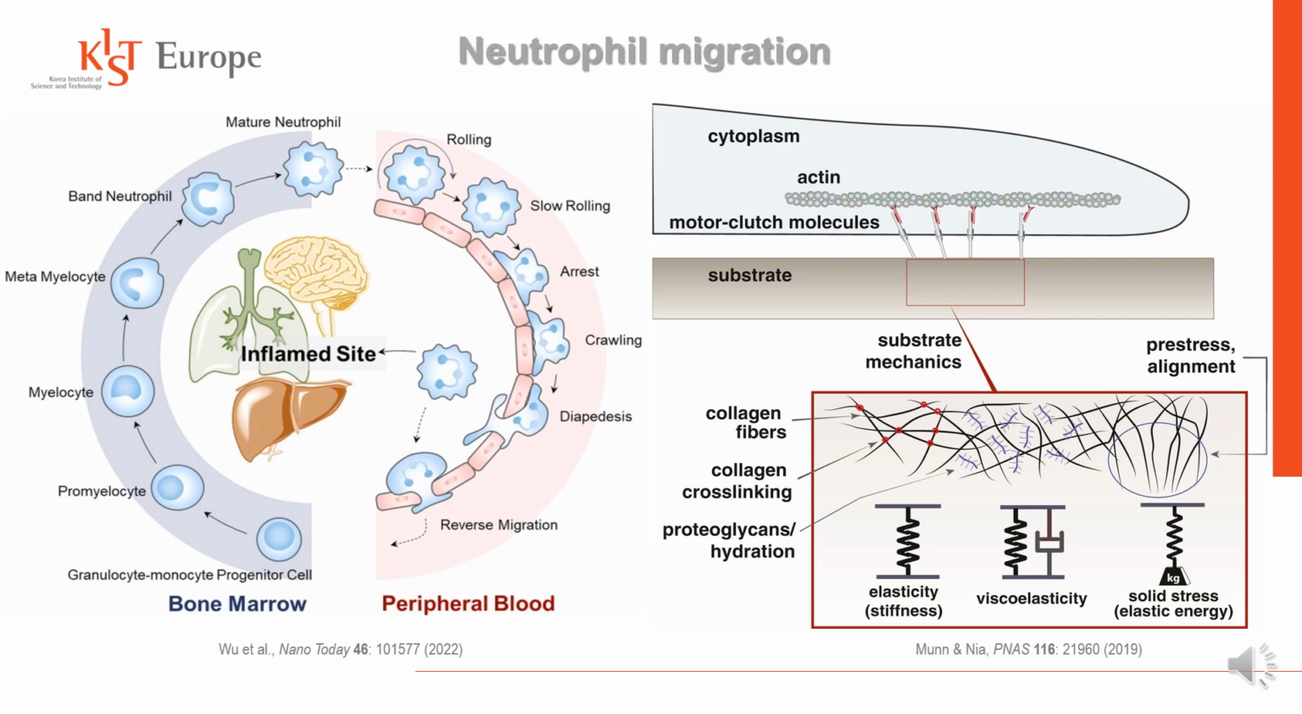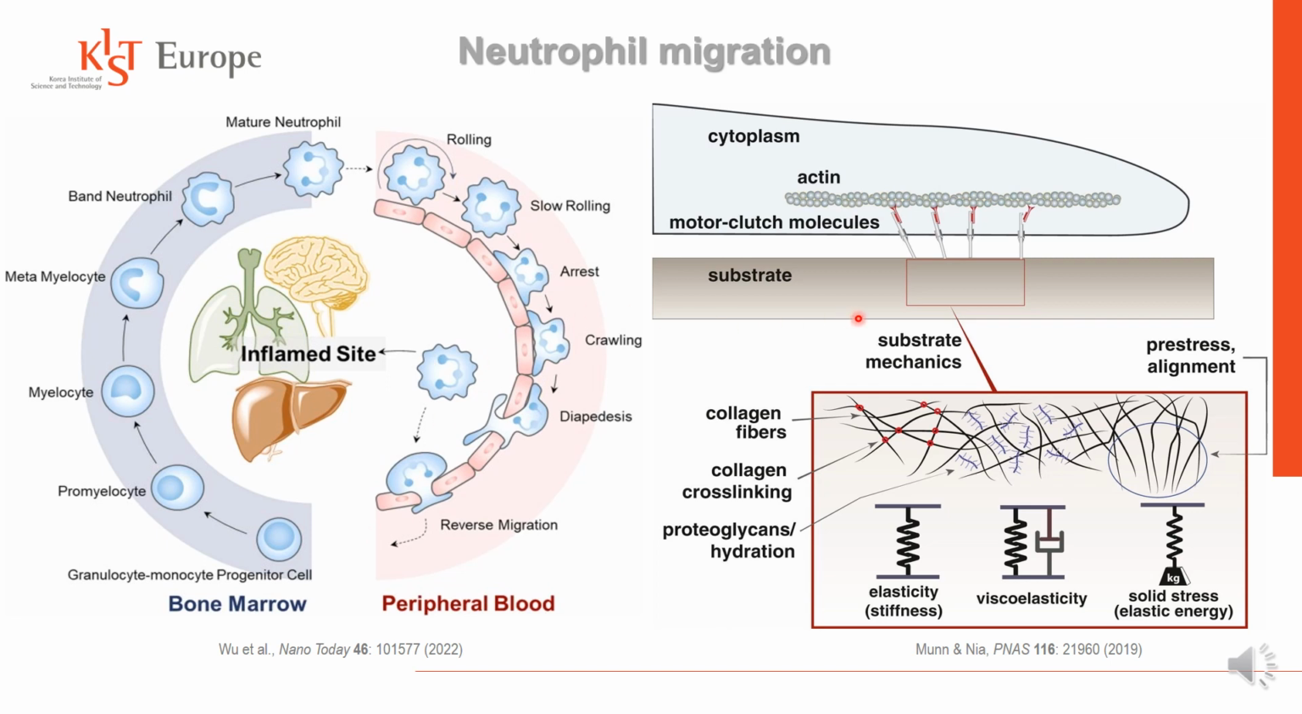Neutrophils are the most abundant type of leukocytes and the fastest cells in the body. In the bone marrow, they are differentiated from progenitor cells to mature neutrophils, then circulate through the blood vessels. When the neutrophils detect chemoattractant released from pathogens, they adhere to the endothelial lining and migrate towards the pathogens in a 2D and/or 3D manner.